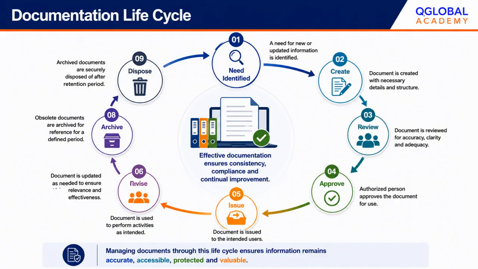The document then goes for review. Subject matter experts verify that the content is accurate, complete, and easy to understand. After review comes approval. Authorized personnel approve the document before it is released. The next stage is issue. The approved version is assigned a document number, revision status, and made available to users.